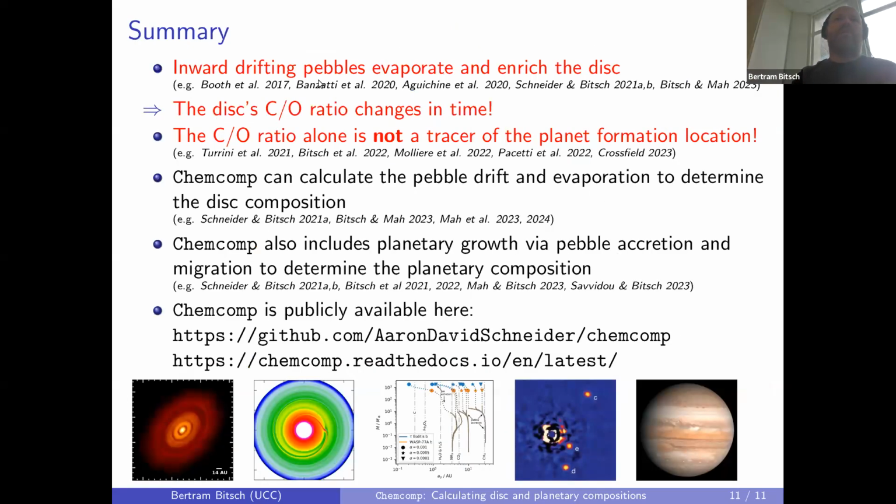To summarize, from a physical point of view, the inward drifting pebbles will evaporate and enrich the inner regions of the disk. We are not the only people that claim this. There are also older papers from Richard Booth that studied this.